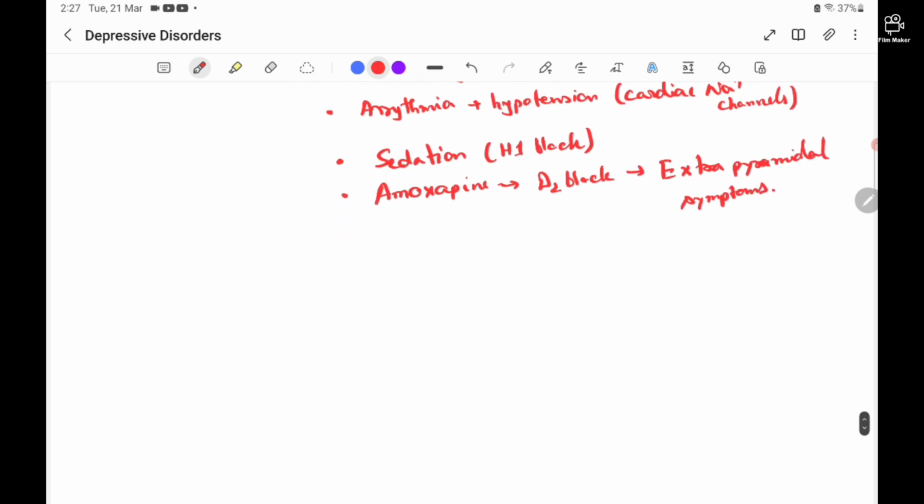Now, a few examples of these tri and tetracyclic antidepressants are imipramine, amoxapine, protriptyline, clomipramine.